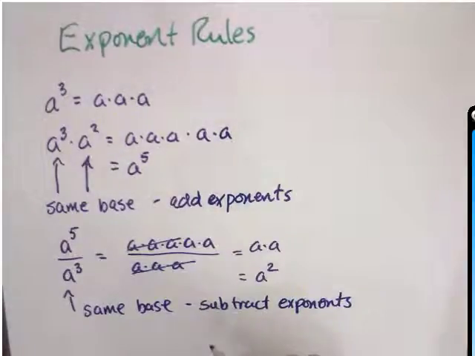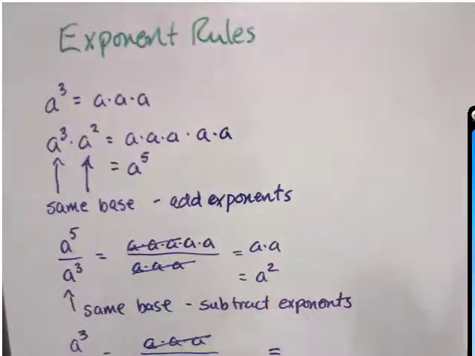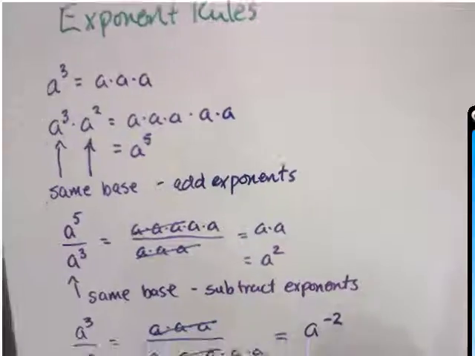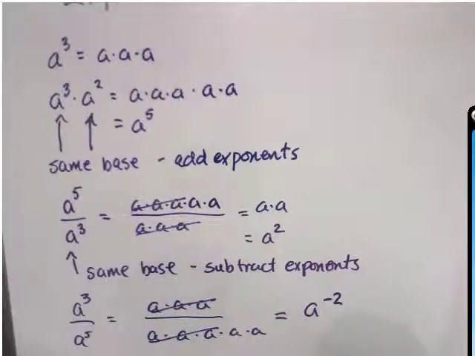No surprise there. Let's do this then. Let's do a cubed divided by a to the fifth, which is equal to a times a times a divided by a times a times a times a times a. And we do the cancellation, and this is what we're left with. So my question to you is a to the negative 2, that's a negative exponent. What does a negative exponent really mean?